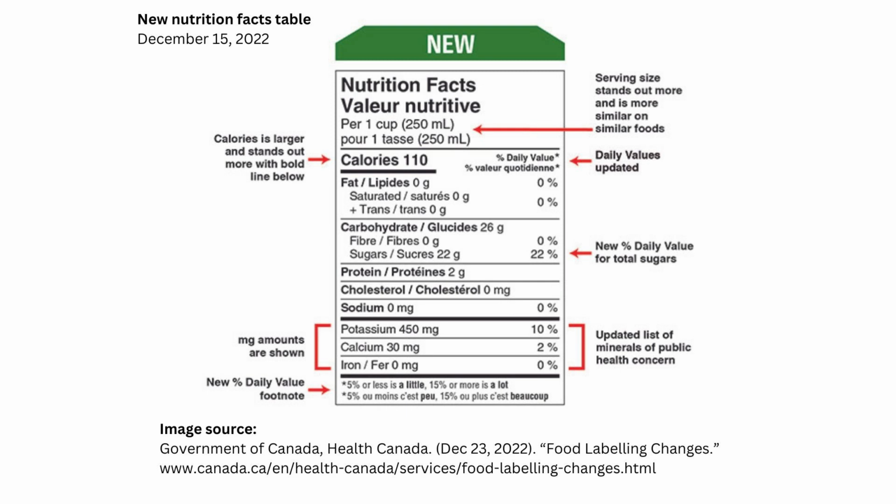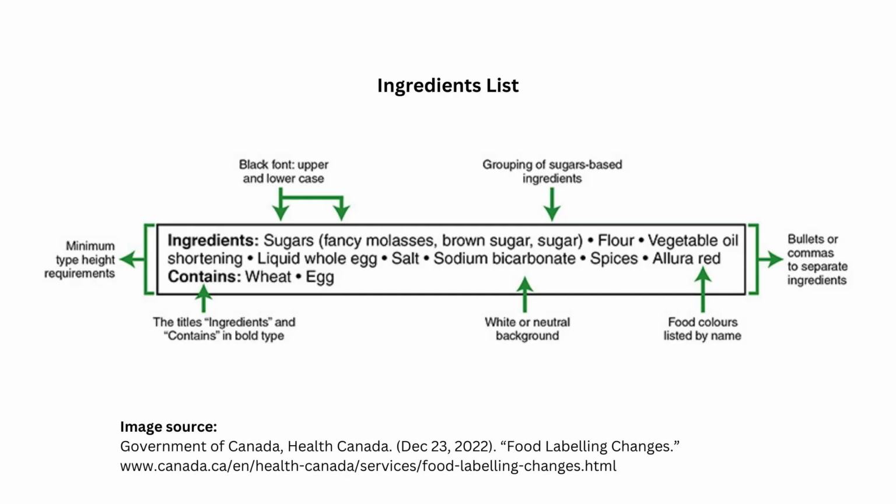So today's talk is all about how to read a food label. And the first thing to know is that there are two parts to the food label. There's the nutrition facts table, which lists the nutrient content of the food. And then there's also the ingredient list, which lists all of the ingredients of the food using common names so that it is understandable.